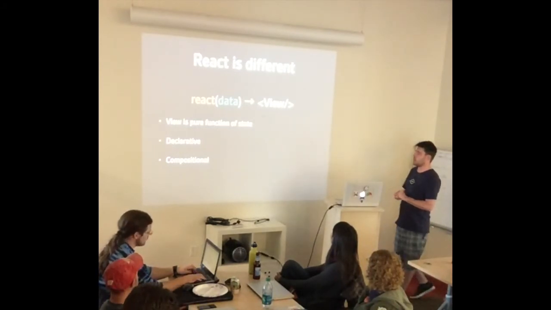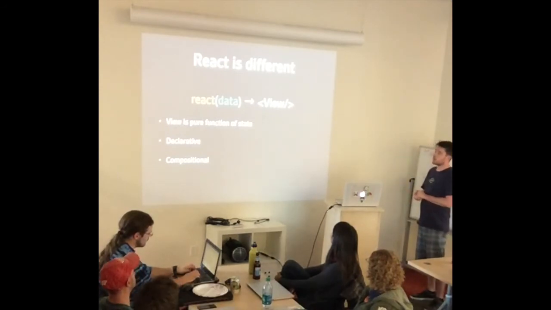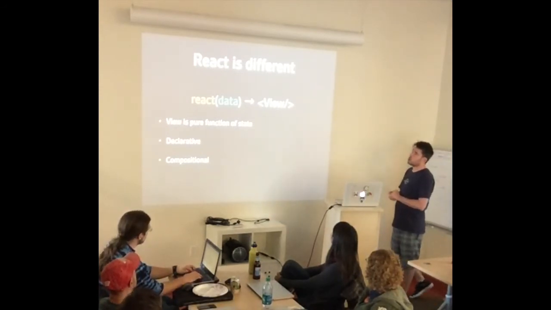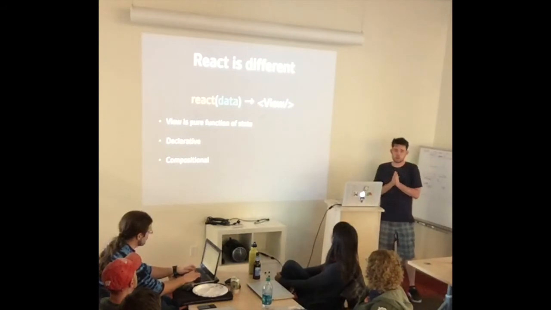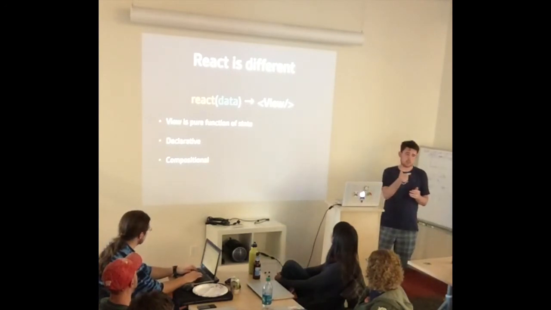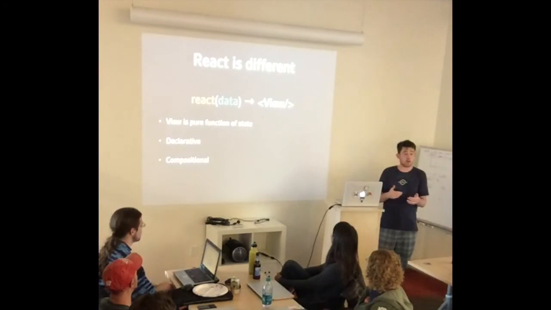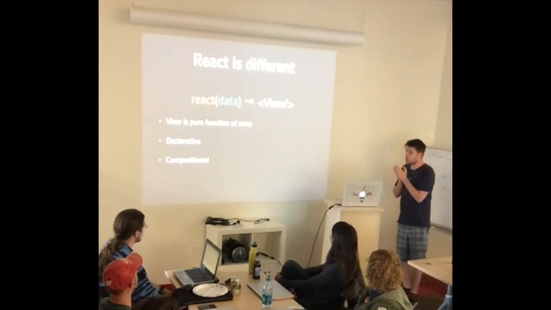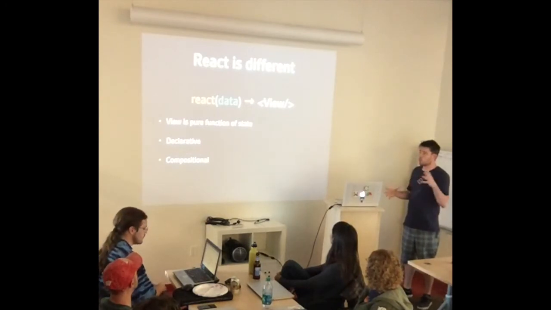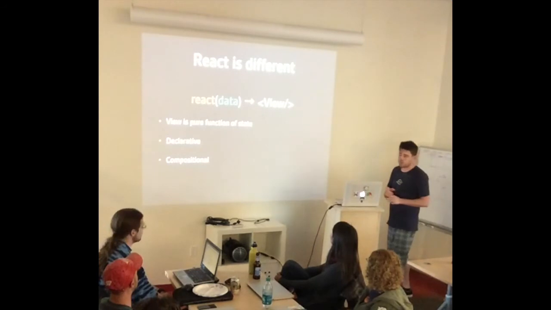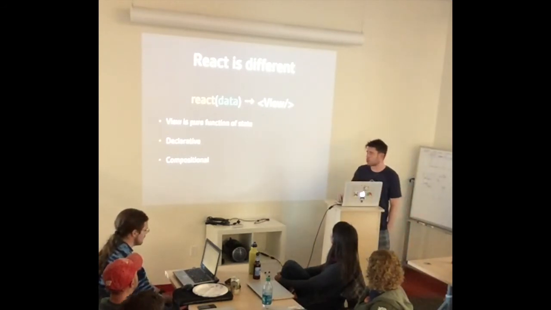So it's deterministic, essentially. It is declarative in that you declare what your view should look like at any given point in time. You don't declare how to get there. So you don't say, add this class to this thing, or move this thing down. You just say where it should be on the page, and React figures out how to get it from where it is now to where it should be. And then compositional is really important because it allows you to compose more complex UI components from much smaller, very simple components. That's one of the core strengths of this.